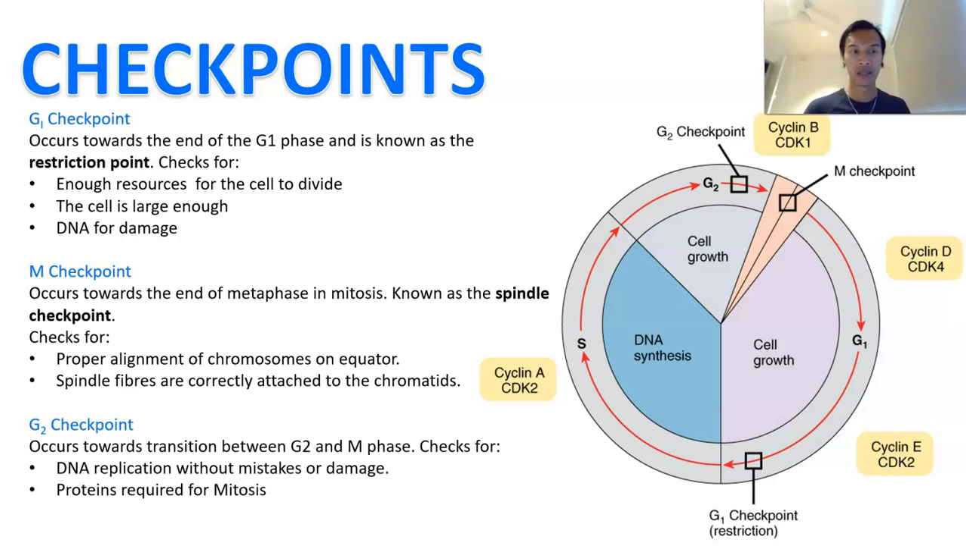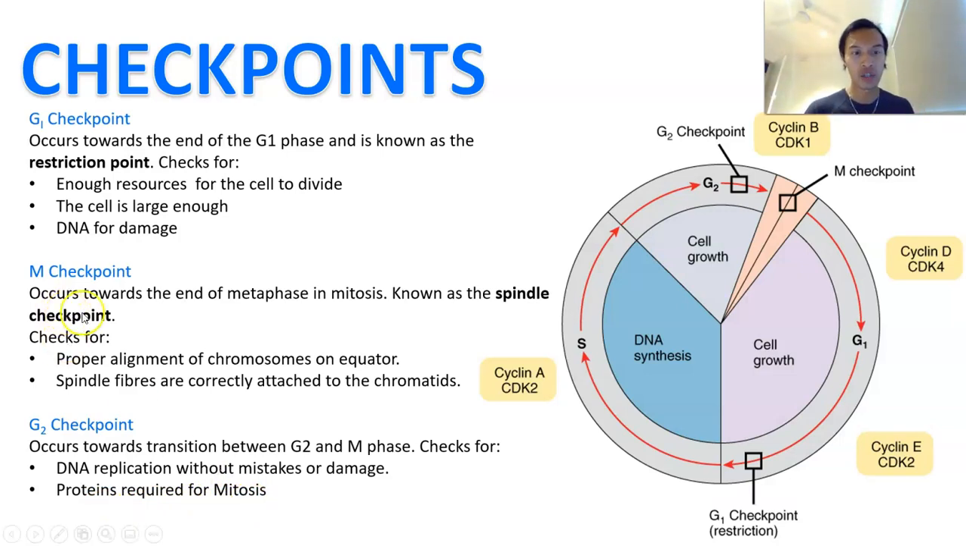The second checkpoint, the G2 checkpoint, occurs towards that transition between G2 and the metaphase, and it's going to check for DNA replication, making sure that now that the DNA has just replicated, there are no mistakes in it for damage, because once you go into mitosis and that nucleus divides, it's going to be separated into the two cells and you won't be able to reverse that particular process. It also checks that mitosis has all of the necessary proteins that it needs in order for it to then divide. The third one is the M checkpoint, right?